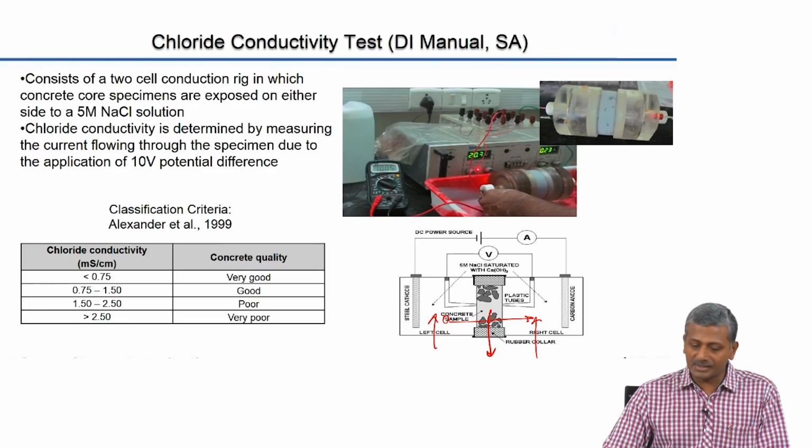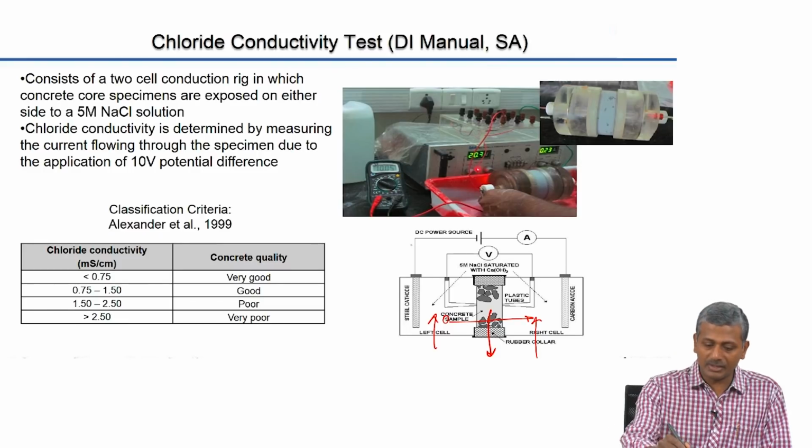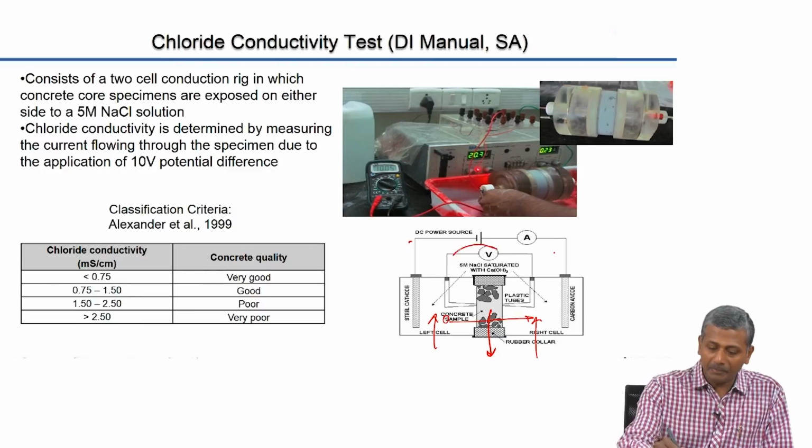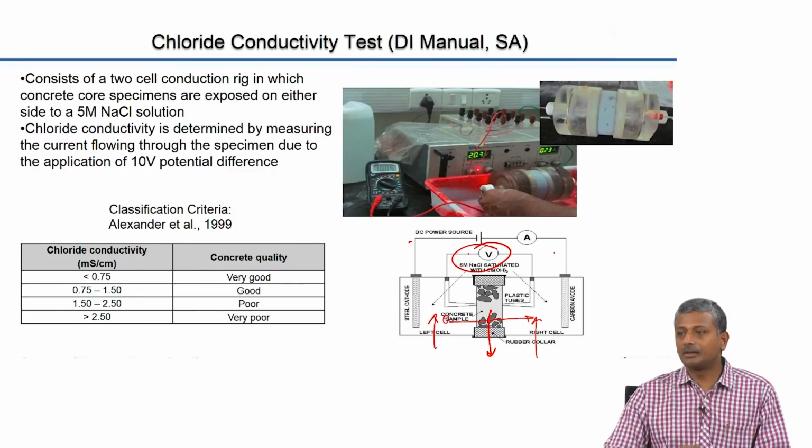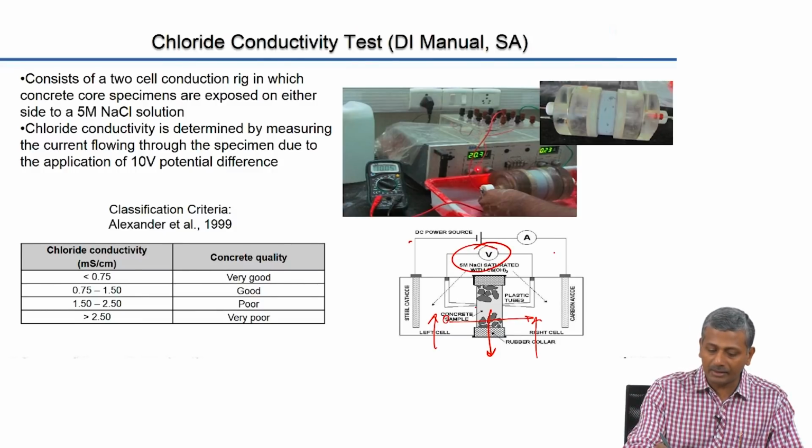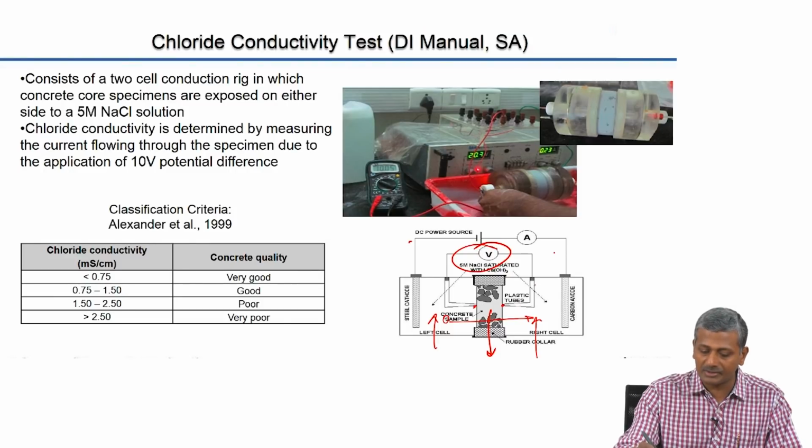So, what you are doing is simply applying a current across the outer electrodes and measuring the voltage across the concrete specimen. The inner electrodes are connected directly to the concrete specimen with the help of these capillaries called Luggin capillaries.